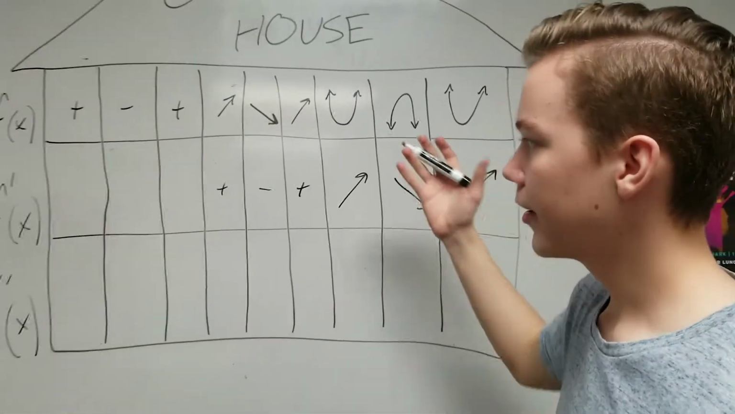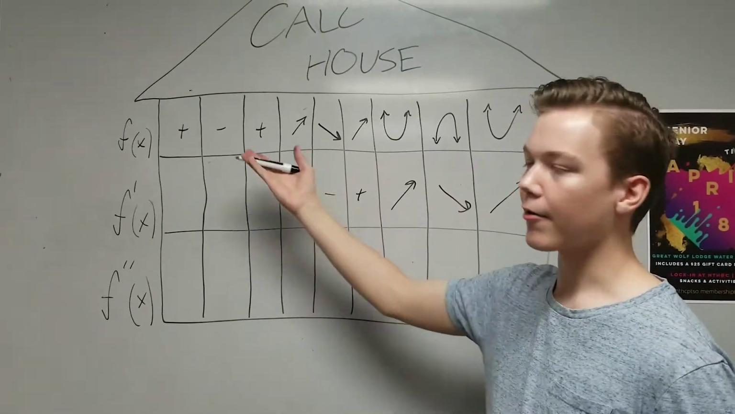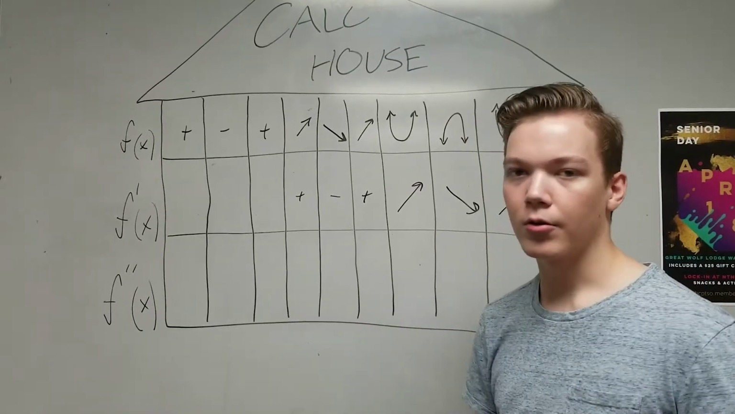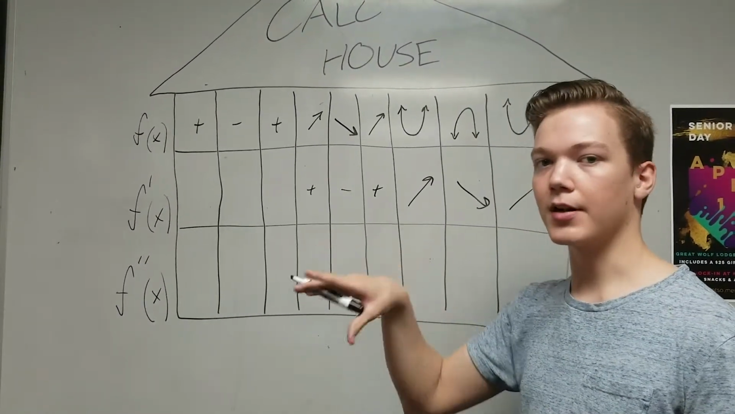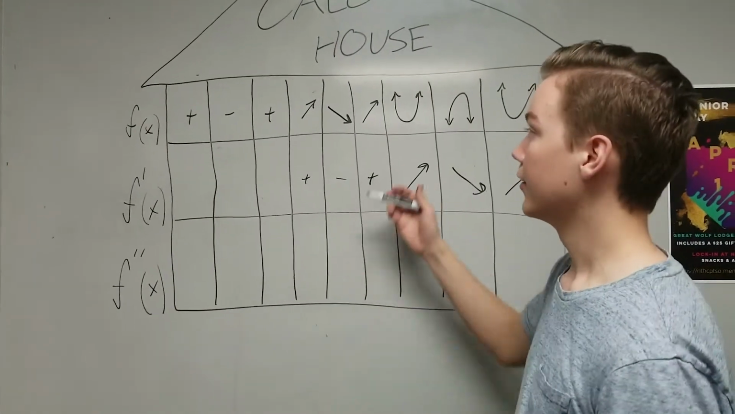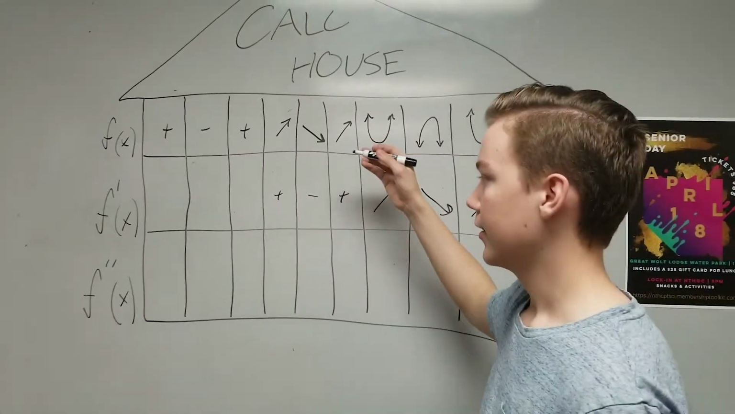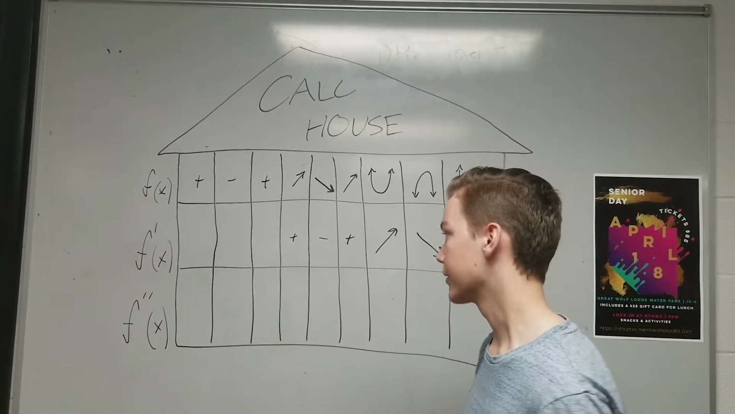So we're already going to go ahead and talk about what this basically means. When our parent function has a slope that goes upwards, then our derivative is going to be above the x-axis, so it's going to be on the positive side of the x-axis. And when our parent function has a slope that goes downwards, that's negative, then our derivative will be on the negative side of the x-axis.